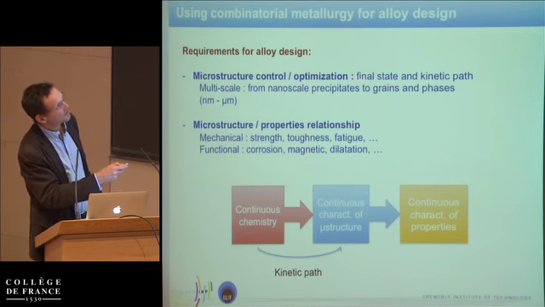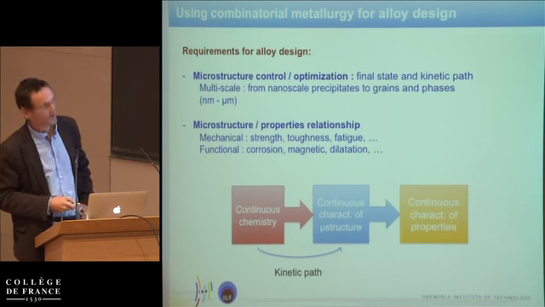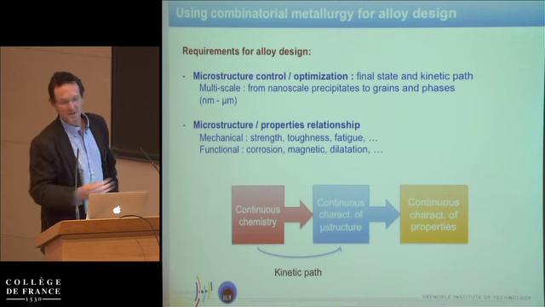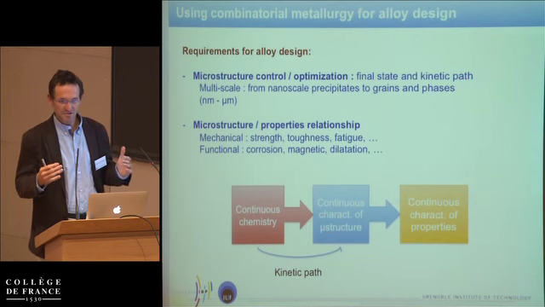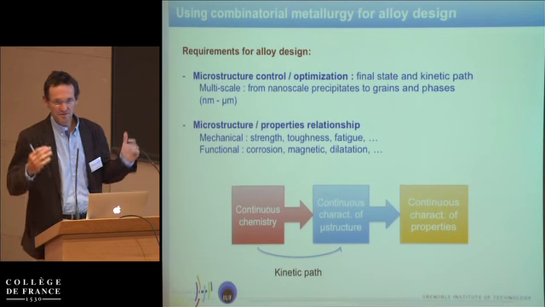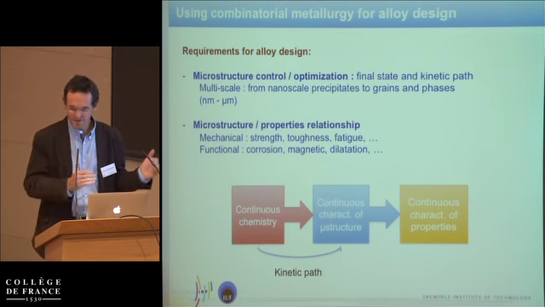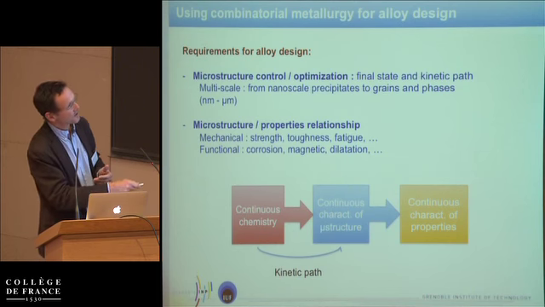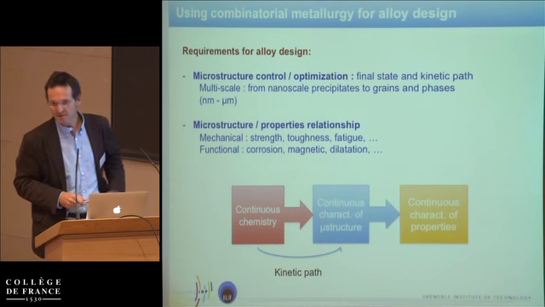And what is quite important and is an avenue for future work, mostly because it hasn't been done much, is to get not only the final state of your continuous chemistry space, but also the kinetic path. So if you have your continuous composition, and then you subject it to the heat treatments that you're interested in for your alloy processing, what is the kinetic path as a function of composition? So getting not only the spatial resolution of the characterization of the microstructure, but also the kinetic path to get from the initial continuous microstructure to the final microstructure.